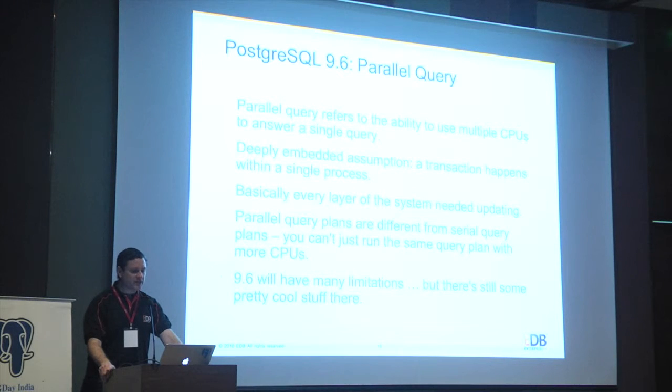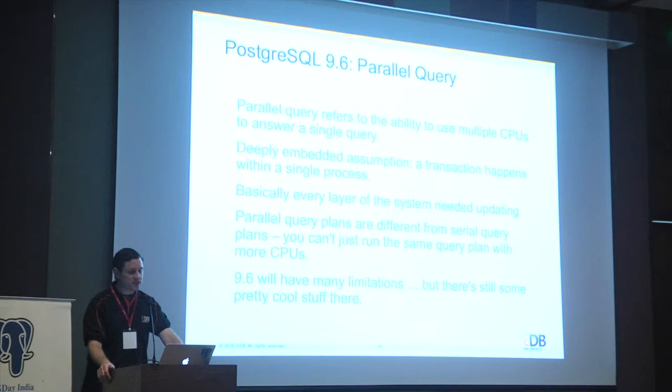One thing to be aware of is that parallel query plans are different from serial query plans. You don't just get the same query plan and it runs faster. You get a different query plan that is chosen with the idea of parallelism in mind. And because of that in particular, 9.6 will have a lot of limitations in the parallel query department. We will not be able to generate all of the query plans that somebody would like to be able to generate. But we will be able to do some pretty cool stuff.